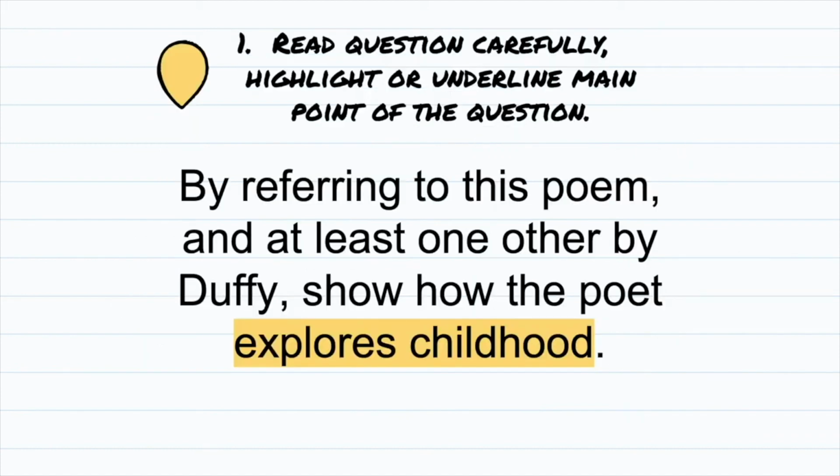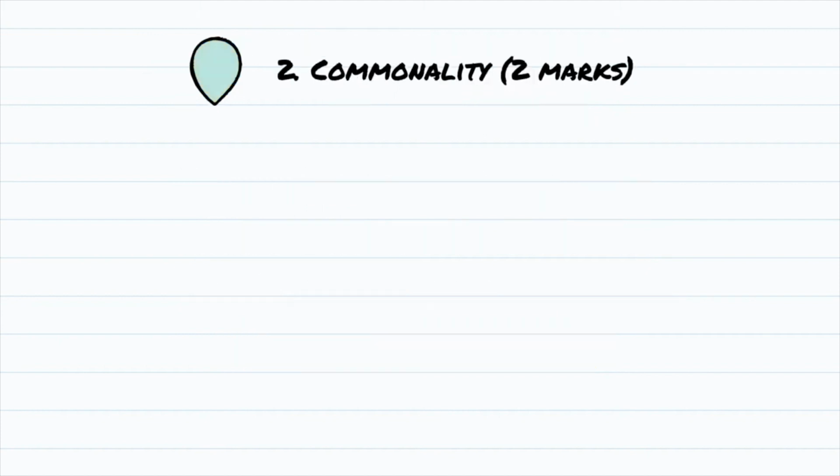We are going to go through an example question together. So the question says, by referring to this poem and at least one other by Duffy, show how the poet explores childhood. So step 1 was to underline the main point of the question or highlight. I have done so. This question is asking about how it explores childhood.